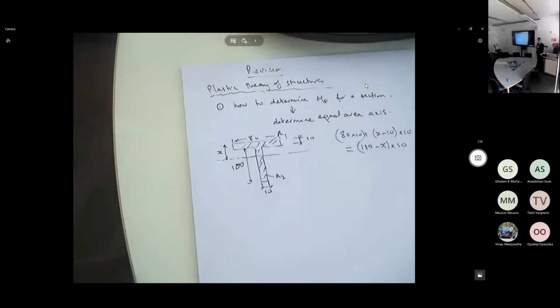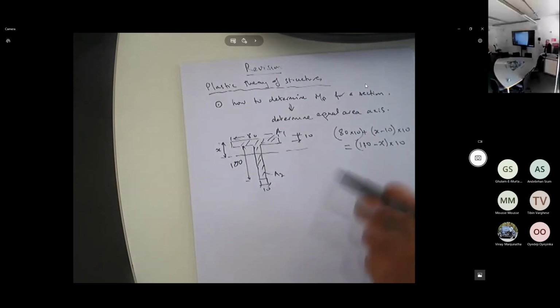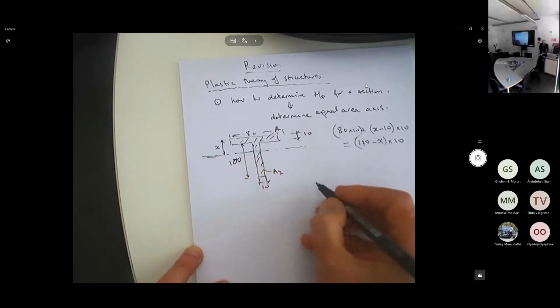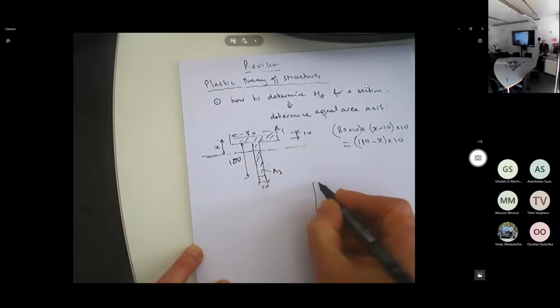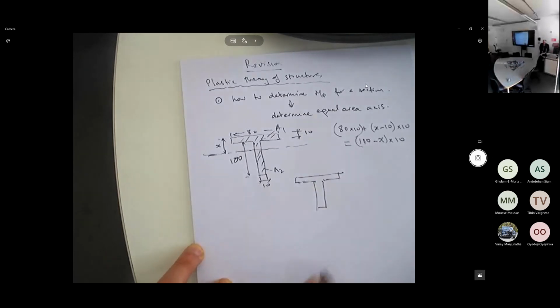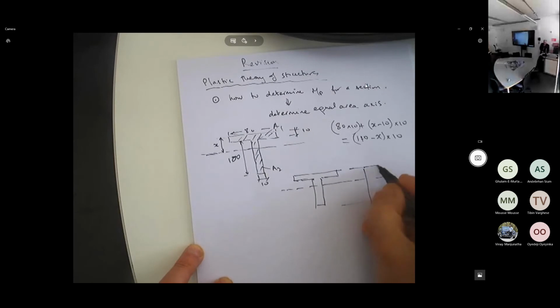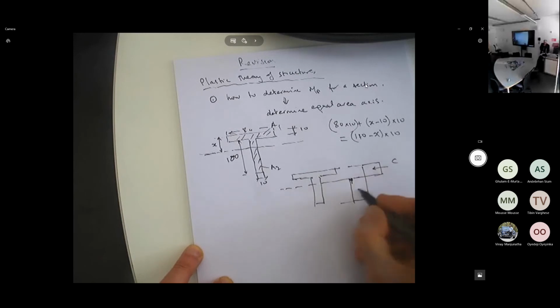And you can do this for whatever shape you have, okay? Always the same process. So you determine the equal area, and once I know this here, this is now my T shape. I know exactly the equal area, and therefore this is my stress diagram at collapse, okay? And then you can determine the rest.